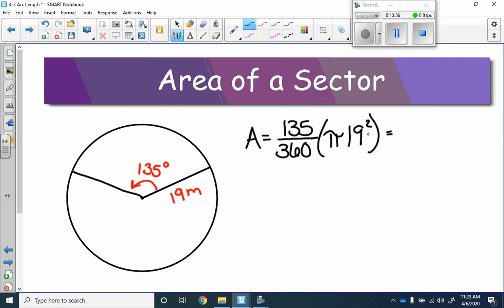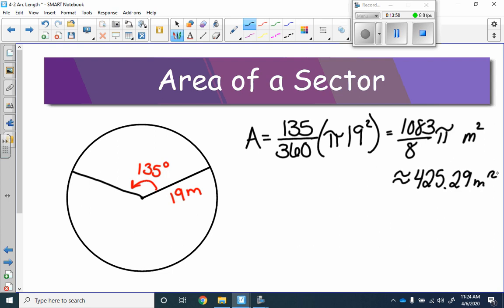So 3/8 times 19 squared gives us 1,083/8 times pi, meters squared, would be our total area. If I wanted to approximate that, which is 425.29 meters squared. And as I look at your assignments, a lot of them have it both, approximated and exact. So either one.